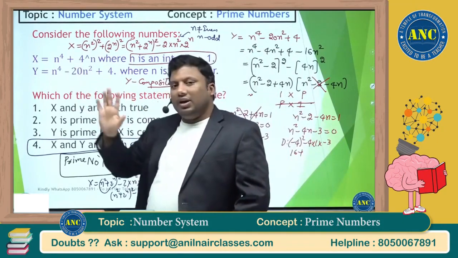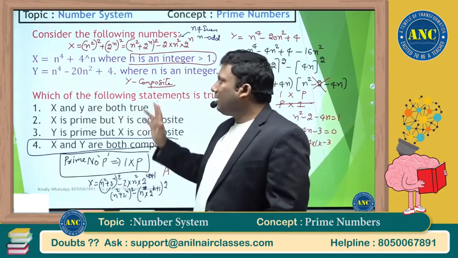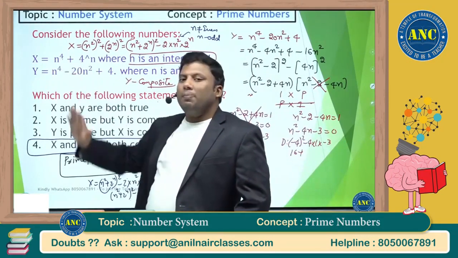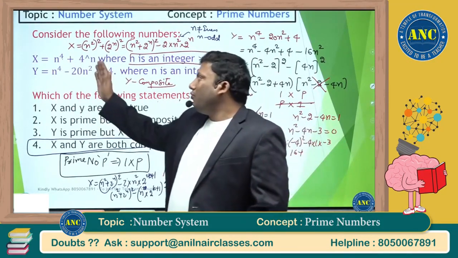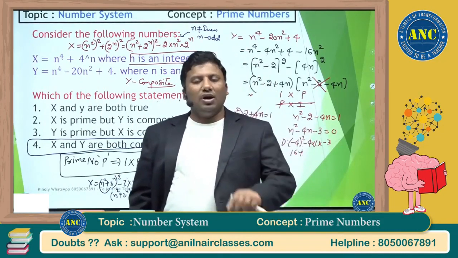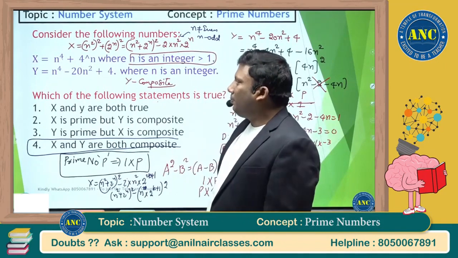Even plus even, not possible. Even. Let us take an odd number. Let me take 3. 3 power 4 is 81. 4 cube is 64. 81 plus 64 is 145. It is a composite number.